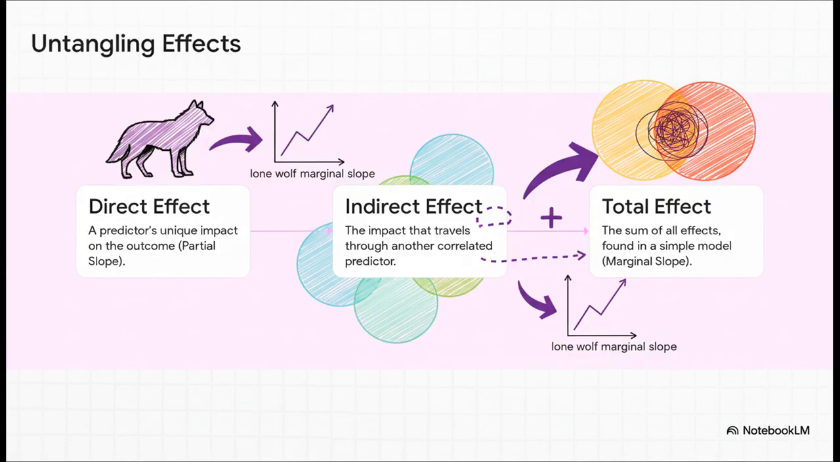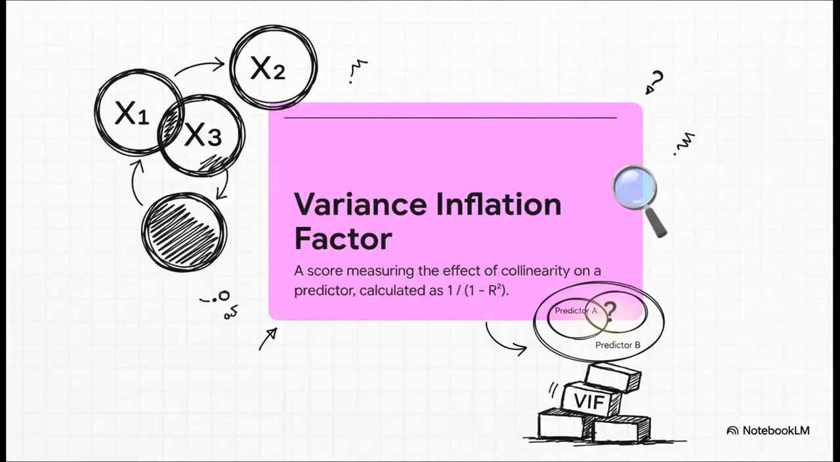This path diagram shows us exactly how that overlap works. A predictor's total effect, its lone wolf power, is actually made up of two things: its direct, unique impact, and an indirect effect that travels through the other variables it's correlated with. When predictors are tangled up like this, they end up sharing their explanatory power. So how can we actually measure this overlap?